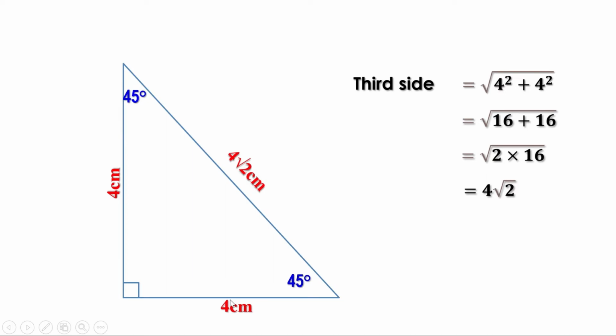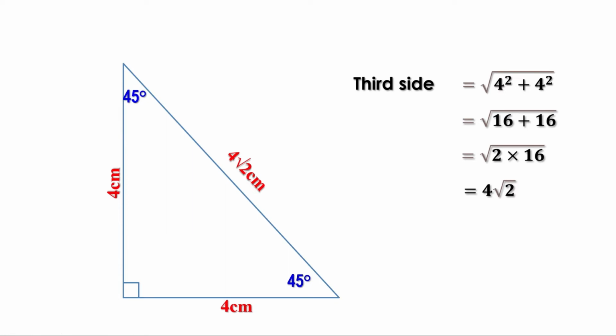We have seen that when base is 3, altitude is 3 and hypotenuse is 3 root 2. When base is 4, altitude is 4 and hypotenuse is 4 root 2. That is, the hypotenuse is root 2 times base or altitude. Is it always true?